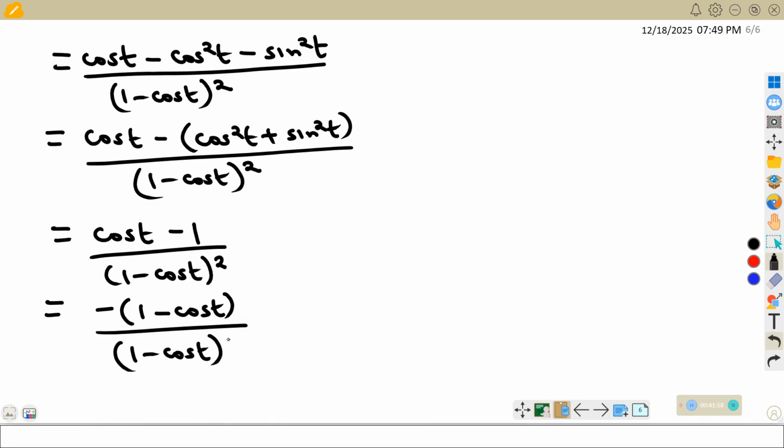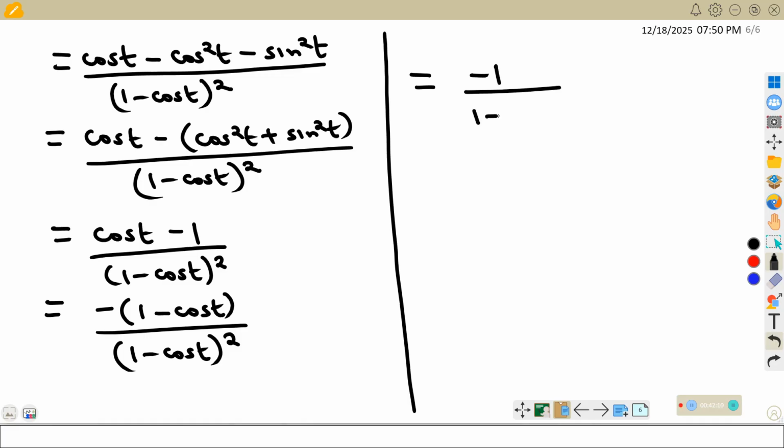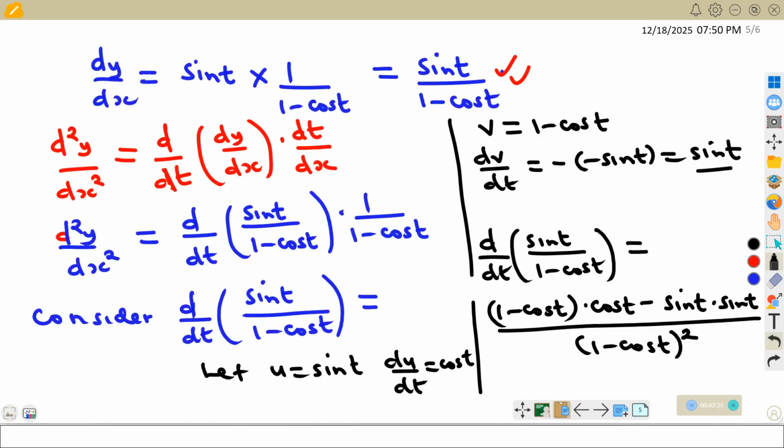But the whole of this is squared. So we shall go on and have this as this, and this will cancel. One of it will cancel. We get negative 1 over 1 minus cos of t. I hope that one is very okay to all of us. Okay. So that one is very okay. If it is okay, then what we have got is simply this.